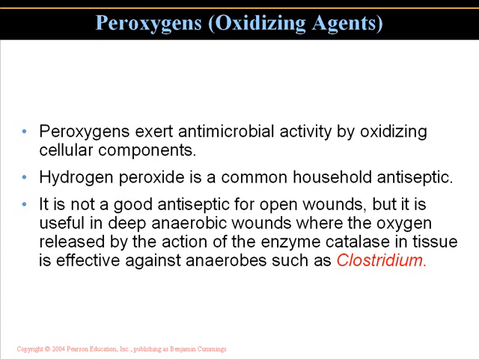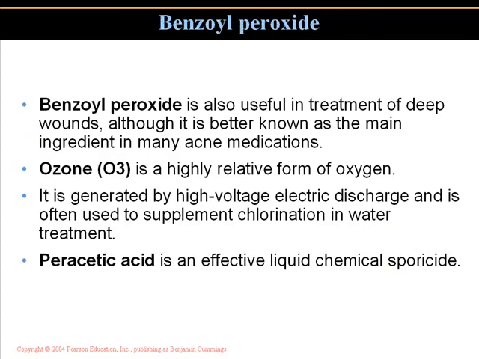Now, peroxygens, or oxidizing agents, can be a little tough on the tissue as well. We may all be familiar with pouring hydrogen peroxide in a wound and seeing the bubbles created from that. It basically is a radical as well, so it's very good for deep, nasty wounds, especially wounds that have necrotic tissue in them. But over time it can be a little tough on the skin, but again, it works really well with Clostridium. Benzoyl peroxide, ozone, peracetic acid, all of these are effective types of chemical agents.